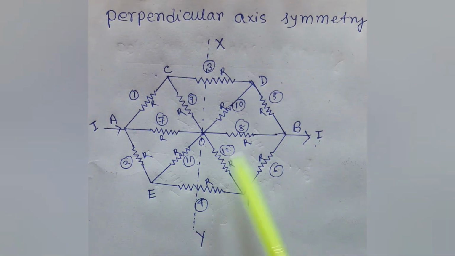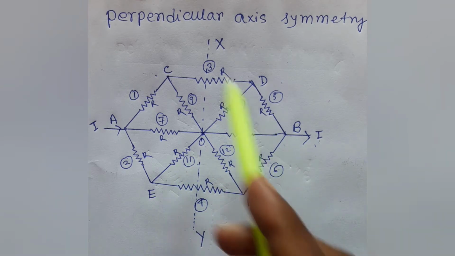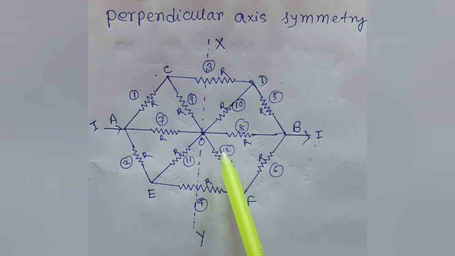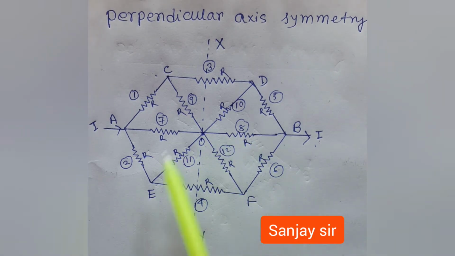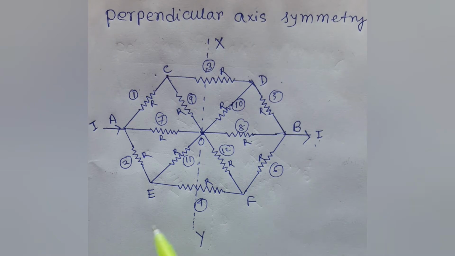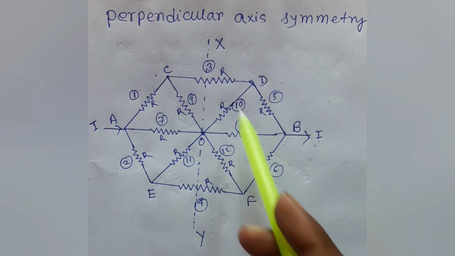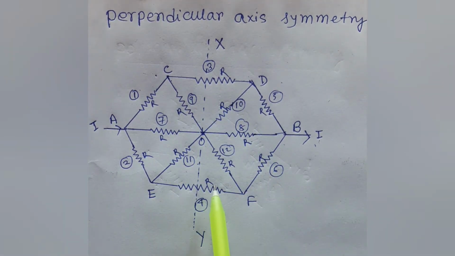Here is another example of finding equivalent resistance. Here you see that this is a very complex network. There are a total of 12 resistances in the circuit and each resistance has the value R. We want to calculate the equivalent resistance between the points A and B.